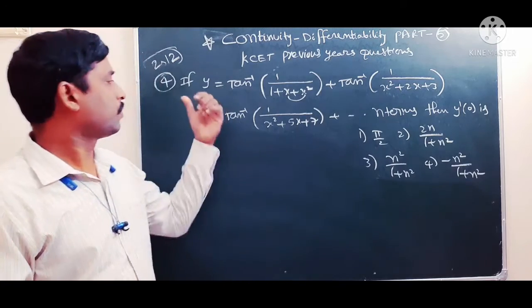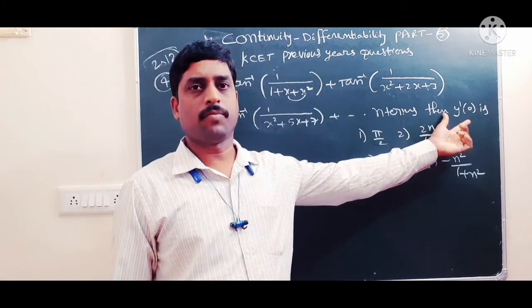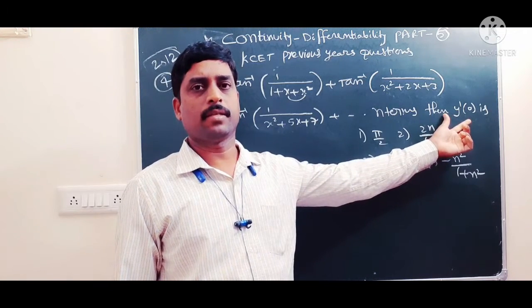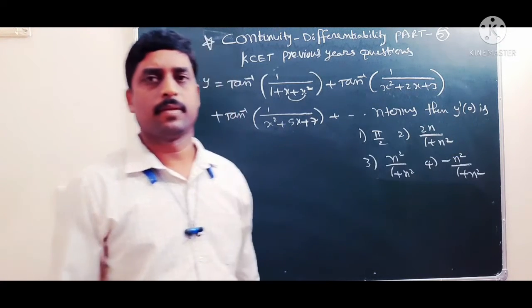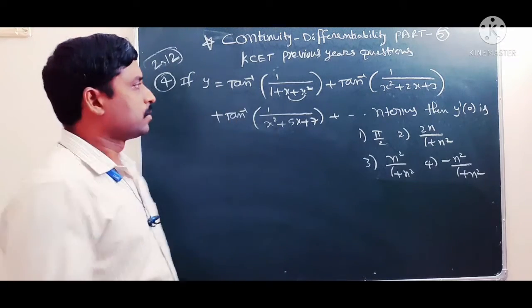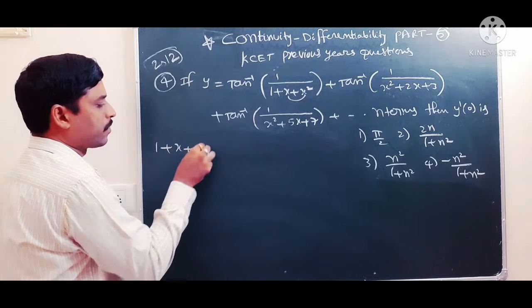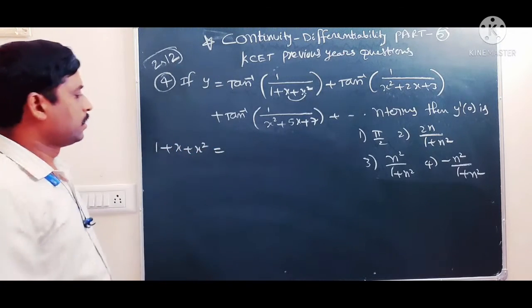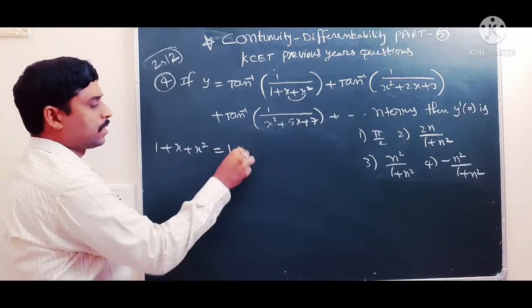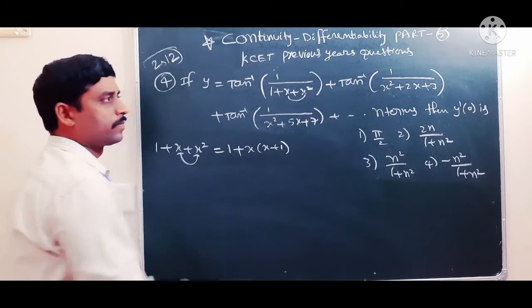This is from 2012. So the y function is given, then we have to find y dash of 0. This means dy by dx at x is equal to 0. Okay. So let us observe this y function. So what are the denominator values? First one, 1 plus x square. This can be written as 1 plus, in this one x taken out common, x into (x plus 1).